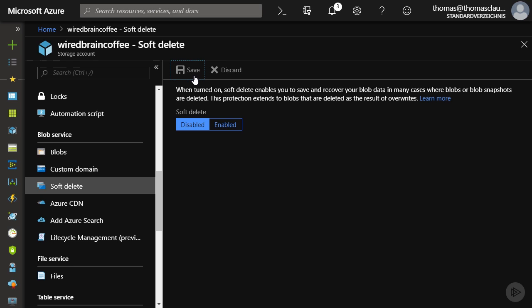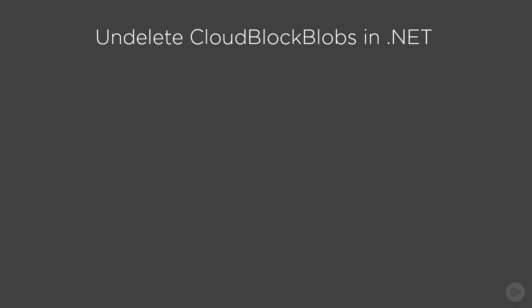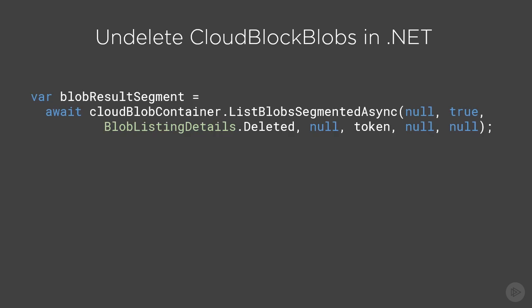Before we wrap up what you have learned in this module, let me show you the code to undelete blobs in .NET. If you have enabled soft delete in the Azure portal, you can get the deleted blobs by calling the ListBlobsSegmentedAsync method and by specifying the blob listing details Deleted. This will give you a blob result segment with active blobs and with deleted blobs.